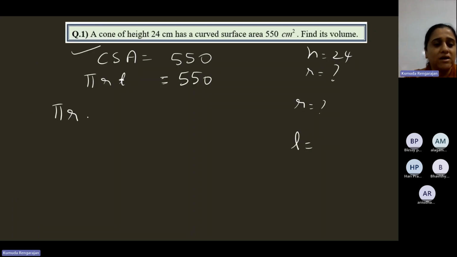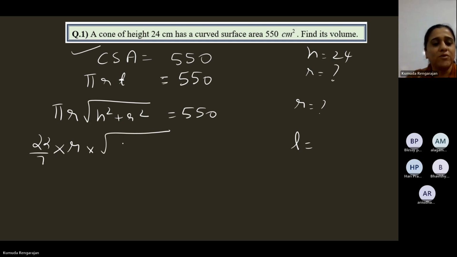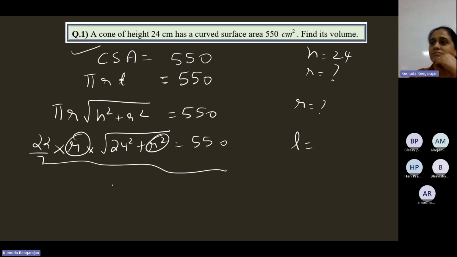Pi R into, what is L? Root of H square plus R square. Pi into R into L is equal to 550. Pi into R into root of H square plus R square is equal to 550. Now this looks better because pi is 22 by 7 into R into root of, what is H square? 24 square plus R square is equal to 550. This looks better because it's one equation and only one unknown R. So now we can solve this and find the value of R. We know H; in the question it's given H is 24. Using this equation, we'll find R. Then we can find the volume, 1 by 3 pi R square H.